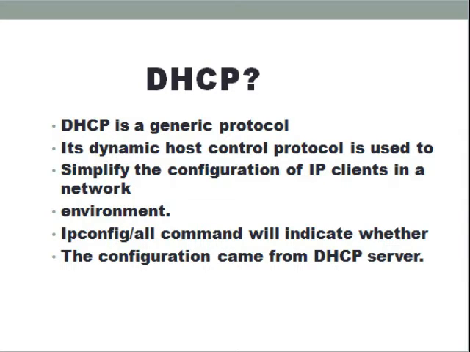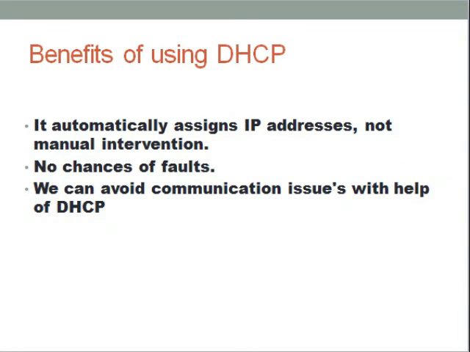To check if the DHCP service is working or not, we can use ipconfig/all. It would show if the configuration came from a DHCP server or not. All the clients would get IP addresses automatically through this service. The benefit is we get consistent configuration all the time, and there is no chance of faults, as it is automatically assigned and it has its range.